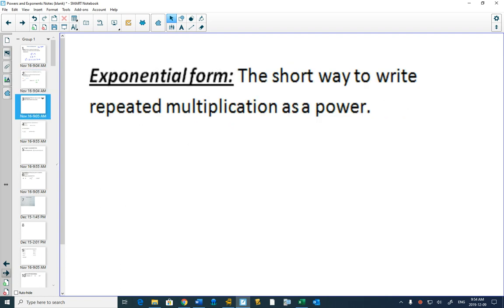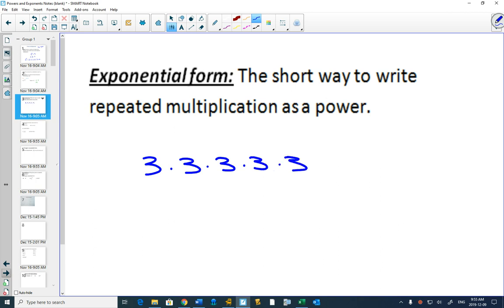So exponential form, another definition, is the short way to write repeated multiplication as a power. So here's an example. That's repeated multiplication. How would I write that in exponential form? 3, how many times is it repeated? 5 times. So that makes it a power. And when we write it as a power, it's written in exponential form.